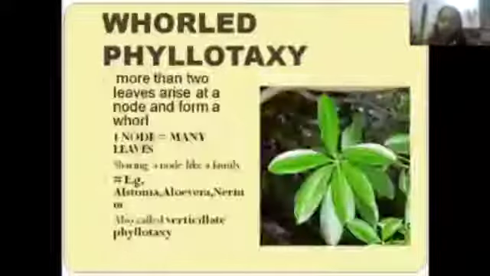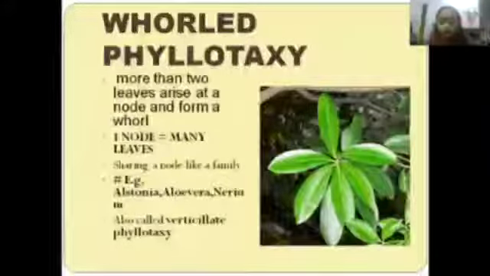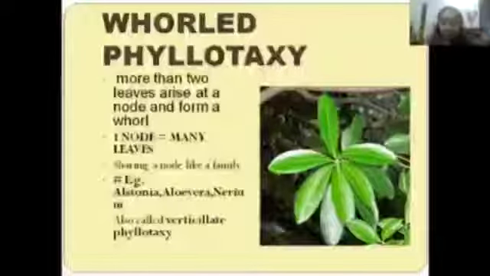Coming to whorled phyllotaxy. More than two leaves arise at a node and form a whorl. A whorl can be called a structure similar to an umbrella. It's like an opening, or as a flower you can see a bloom. The rule for this is one node equals many leaves. They share one node like a family. Examples would be Alstonia, aloe vera and nerium. Aloe vera is commonly found and you can observe this. Also, this is called verticillate phyllotaxy if you have to be particular.